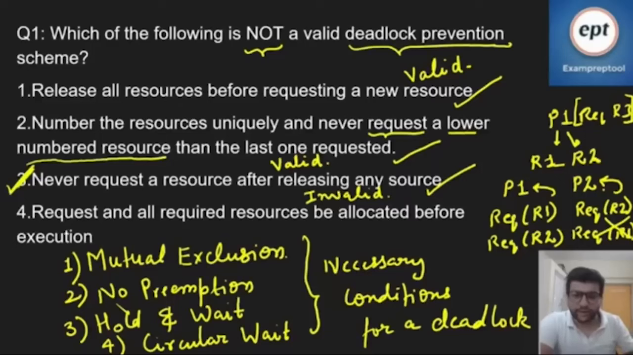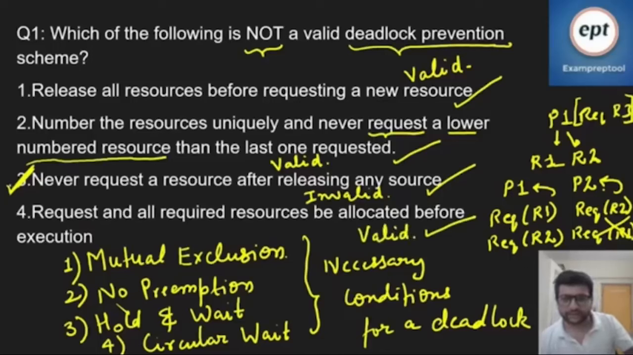Right? Let's also look at the fourth option: request all required resources to be allocated before execution. If we are forcing a process to request all the required resources before the execution starts, that means we are not allowing the process to hold and wait. Hence, this is also a valid deadlock prevention scheme. So the answer is option 3.